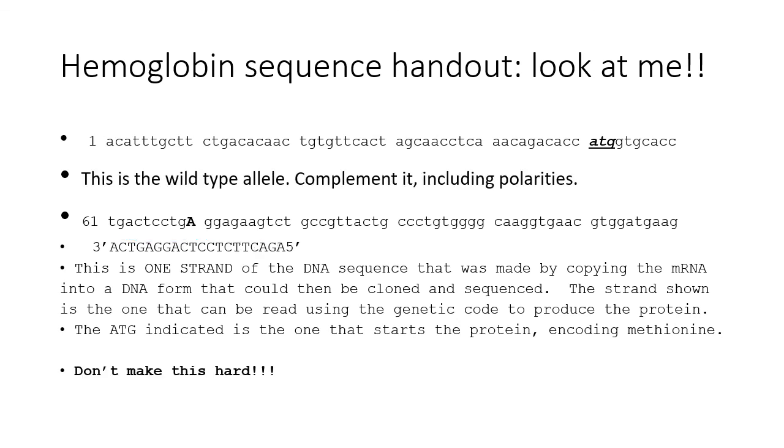And the wild type allele is the same idea. All you do is take that T and change it to an A to make it the wild type allele. Then you just do the same thing: you complement each nucleotide as you go along, and then, of course, reverse the polarity because of the anti-parallel nature of double-stranded DNA.